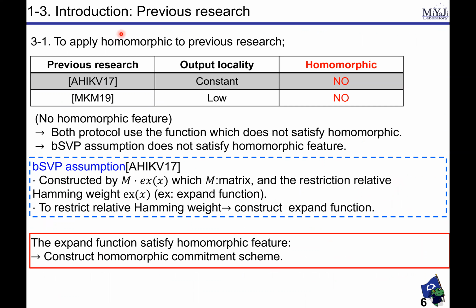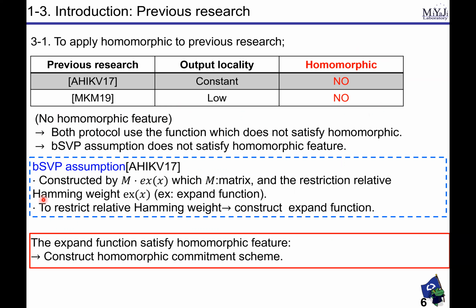To apply homomorphism, we look at previous research, which was defined using upper locality. These two previous works both have low upper locality. However, they both do not have the homomorphic feature. Why? Because they use the bSVP assumption, which does not satisfy the homomorphic feature.